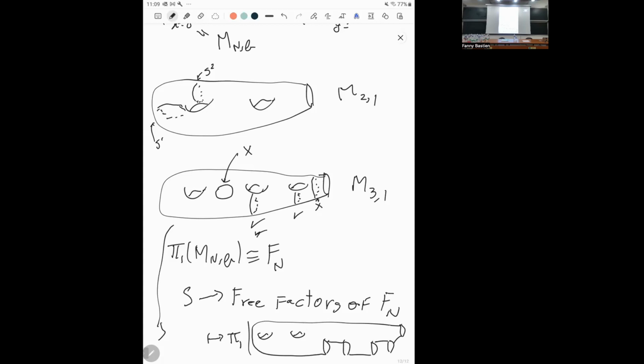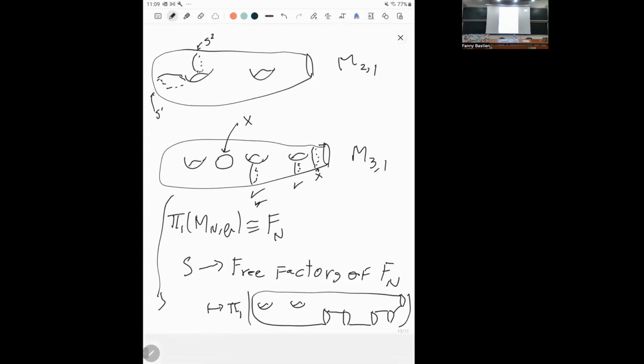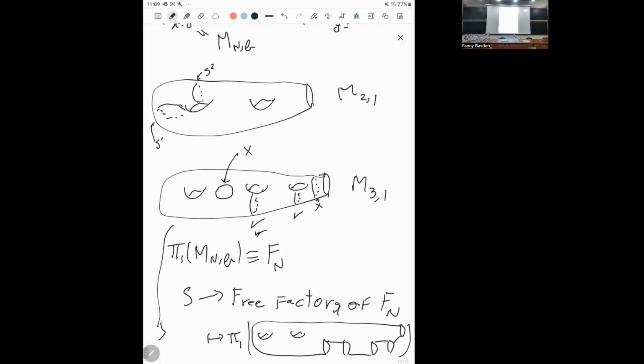So you get the fundamental group of this, and this is going to be a free factor of Fn, is all I'm trying to say. You should think of this as the analogous thing to the complex of bases on Fn, or on Zn. Sorry, that was a long answer, and I don't think I explained it well, but yeah.